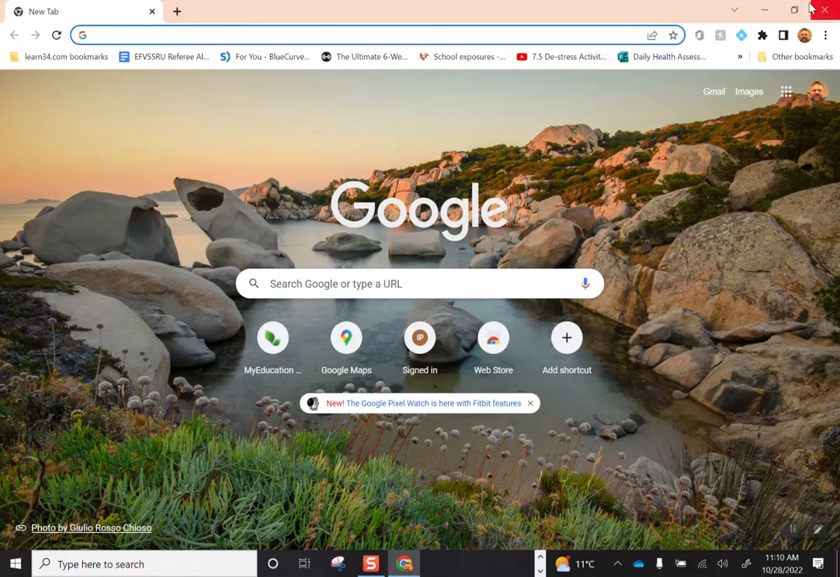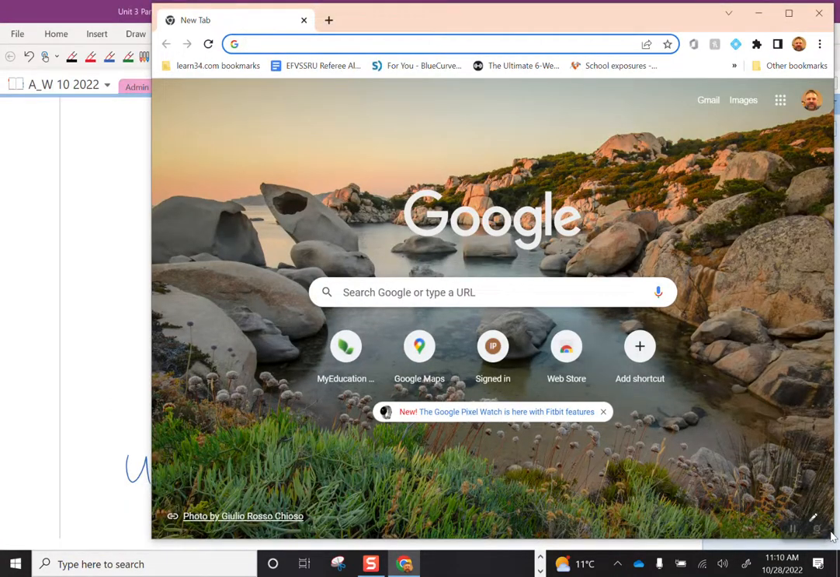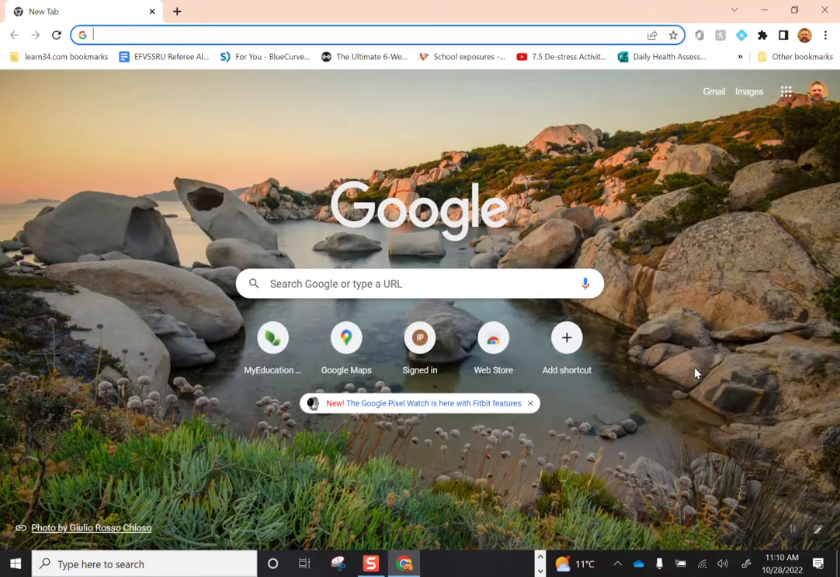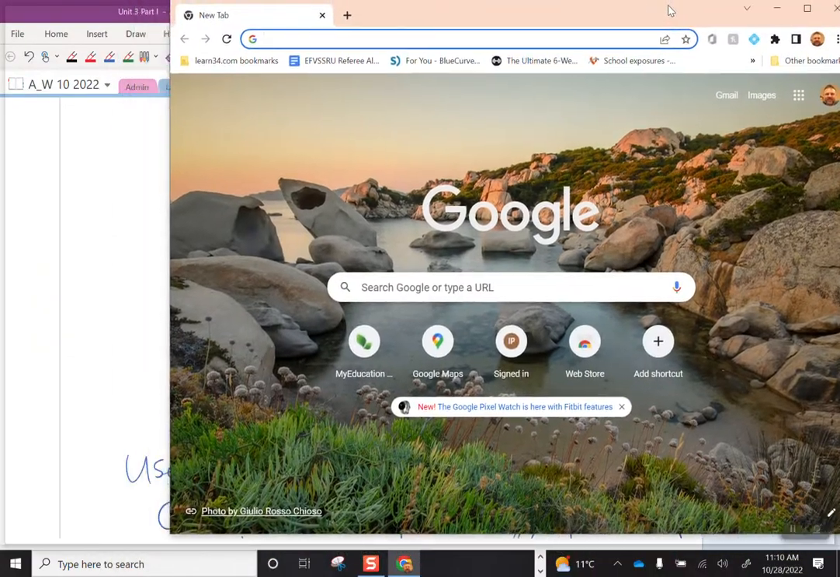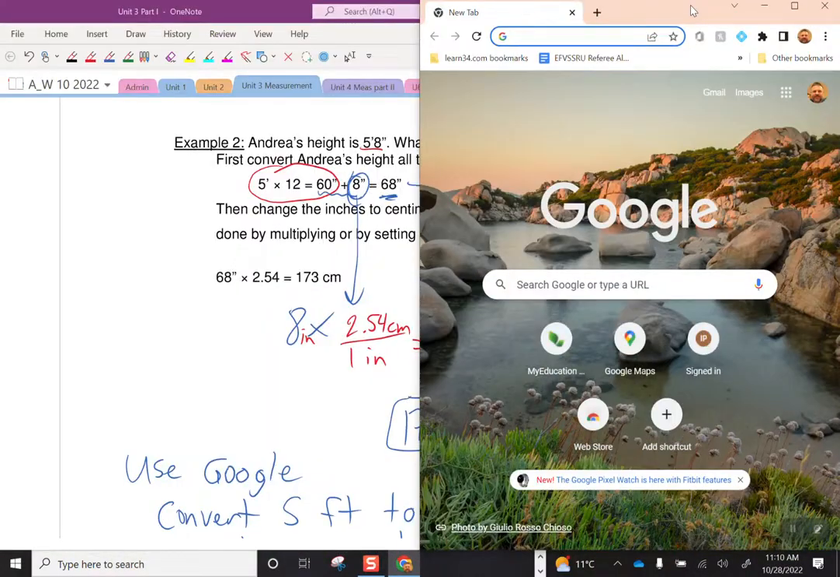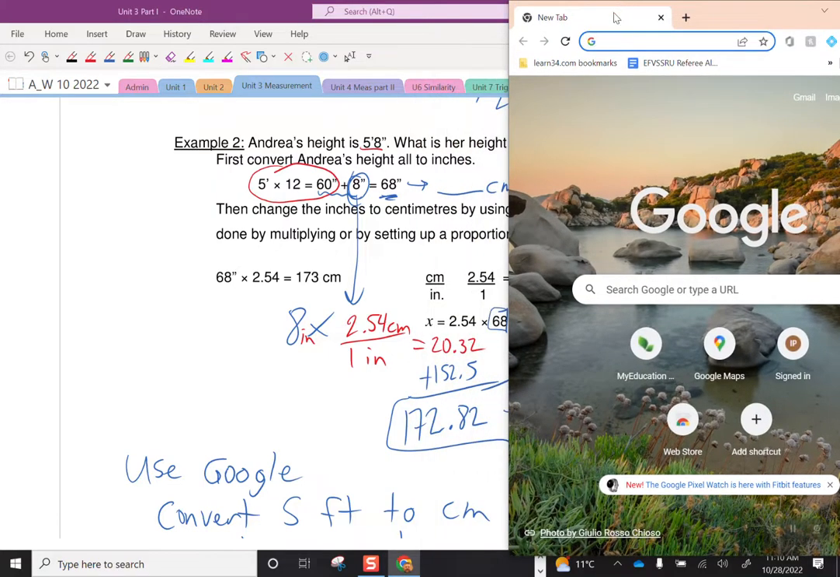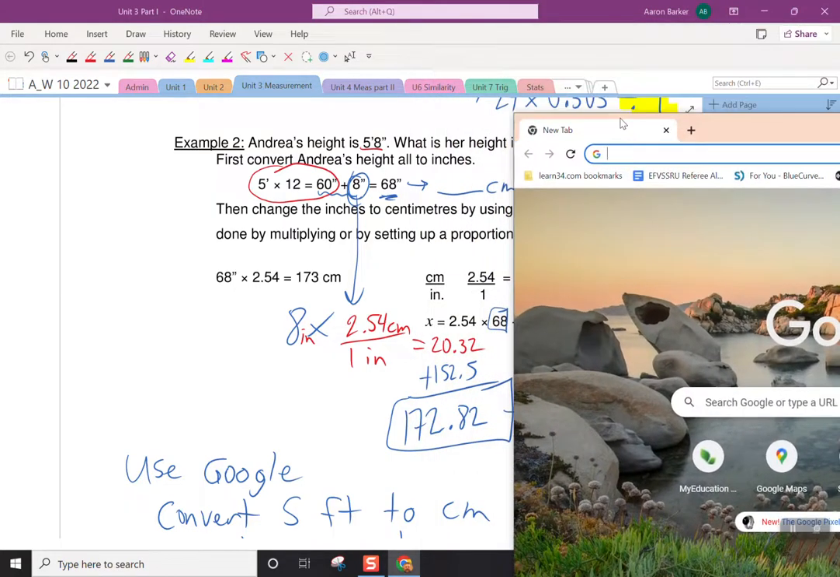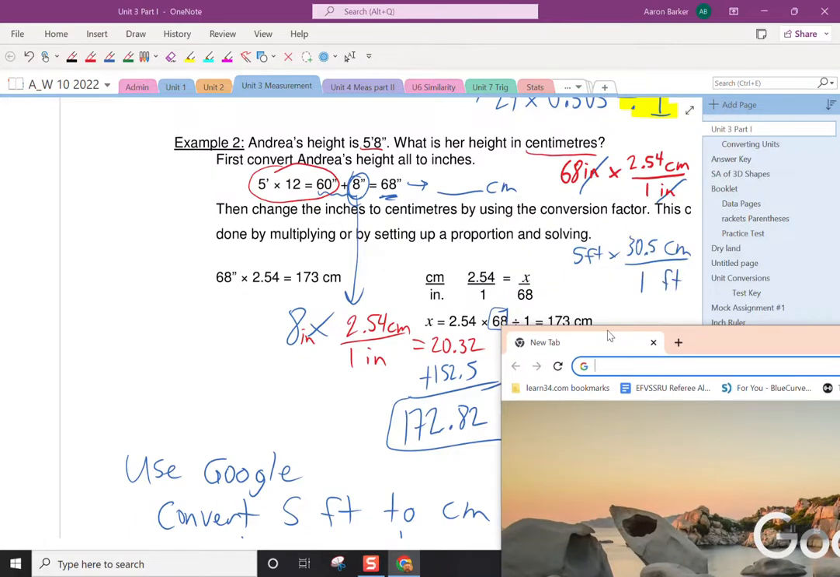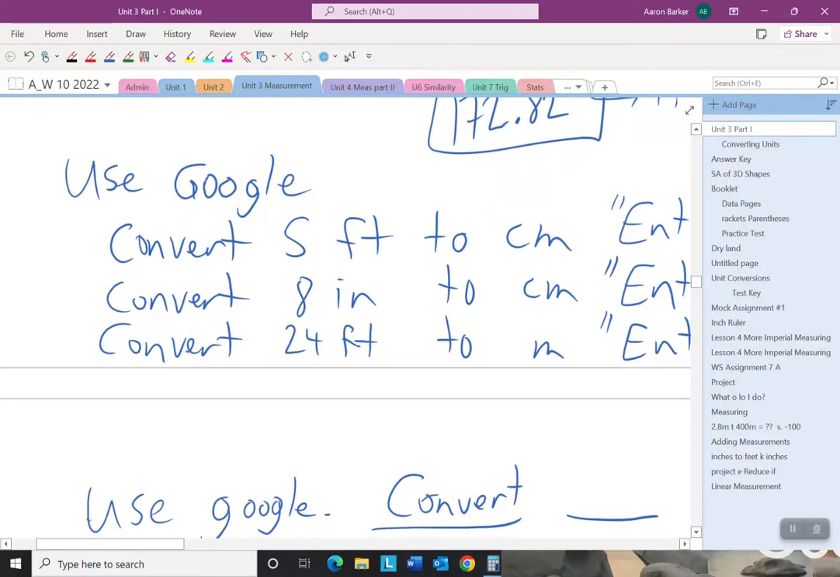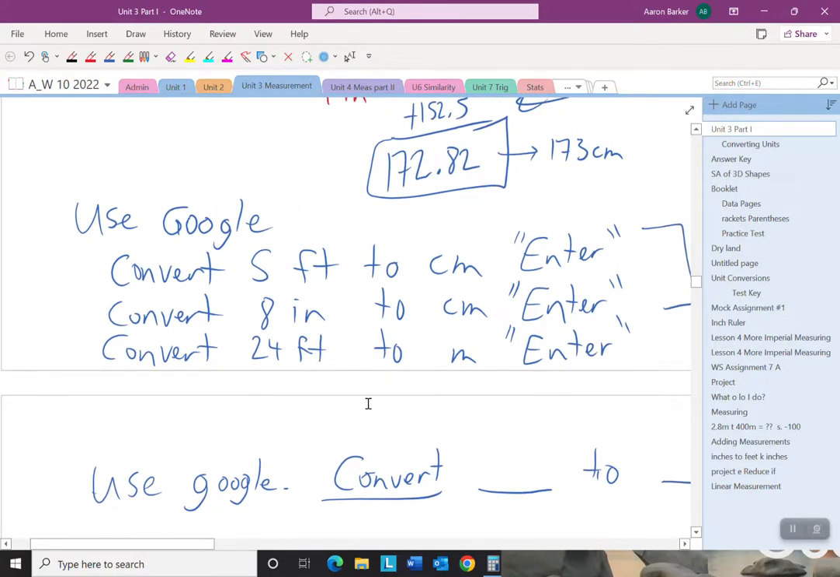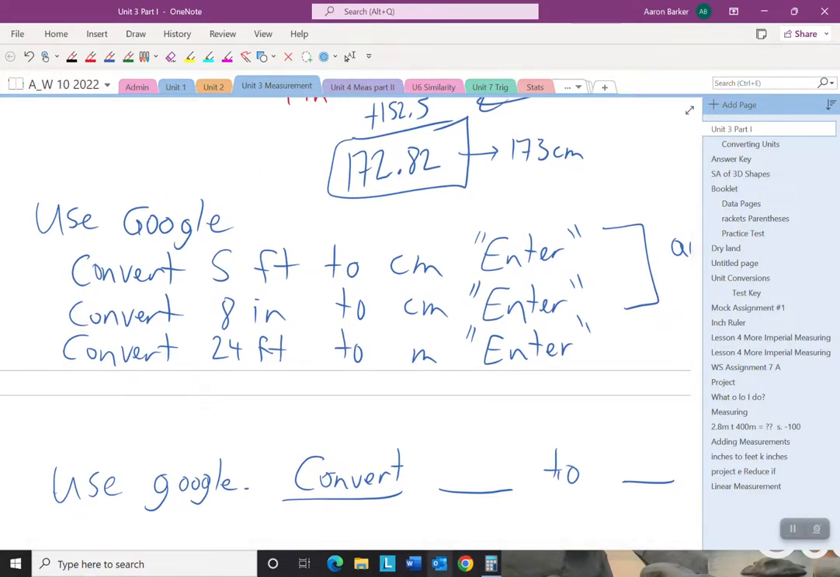That's not perfect, but I think it'll be good enough. So I type into Google, and I actually do type into Google. There we go. All right. So if I'm doing this in Google, you need to type in convert 5 feet to centimeters.